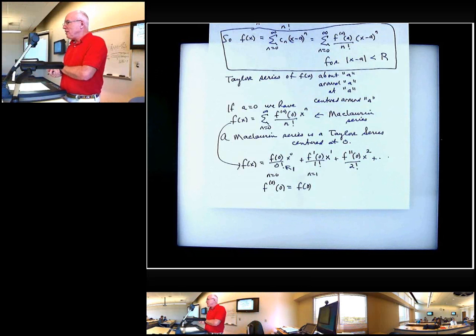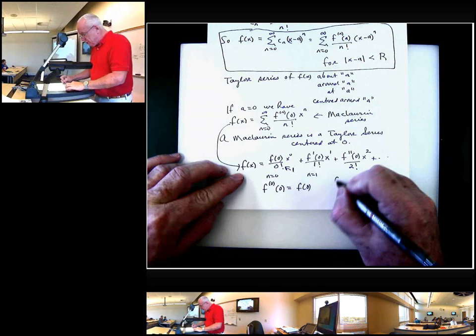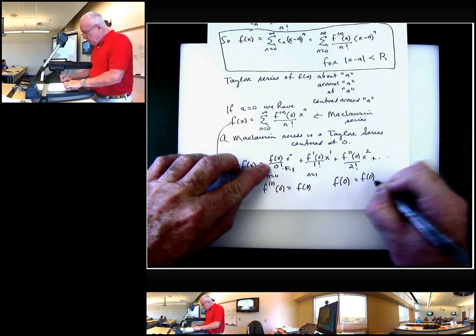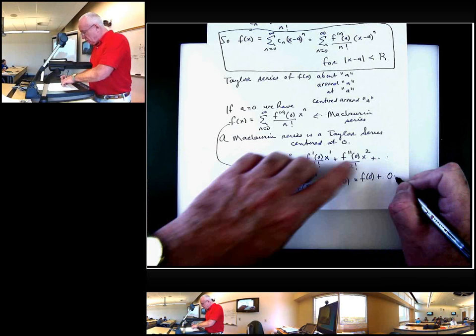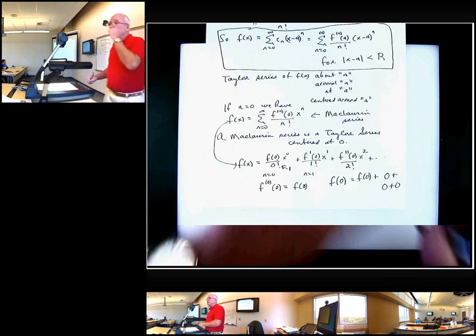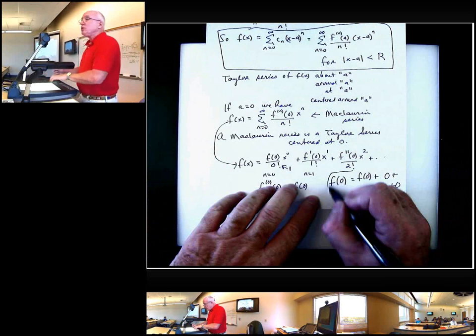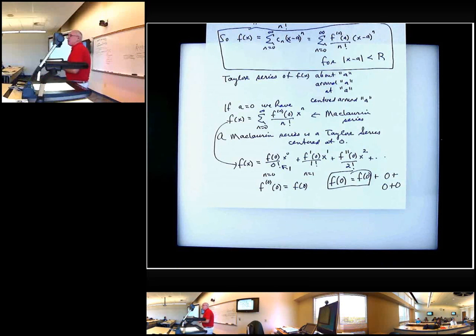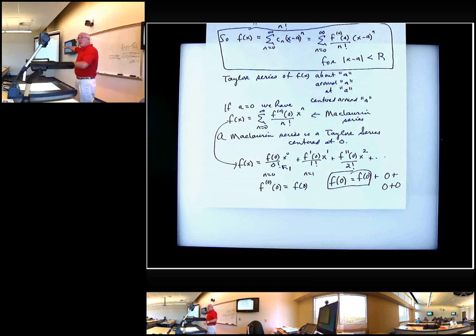Not be guessing around. All right? If I plug in 0 for x, so I have f of 0 equals f of 0 plus what? 0 plus 0 plus 0, etc. All I get is this identity, that whatever f of 0 is, that's what f of 0 is. It doesn't have to be 0 or 1, okay? But it's not exactly 0. It's whatever f of 0 is.